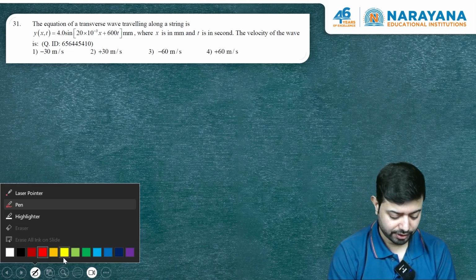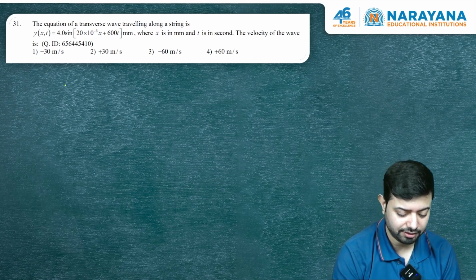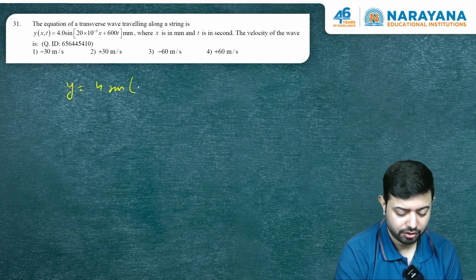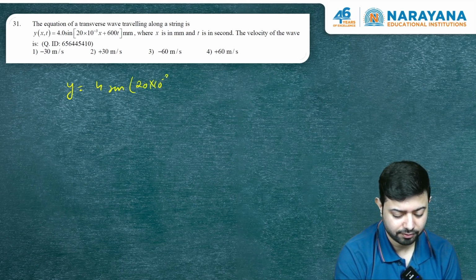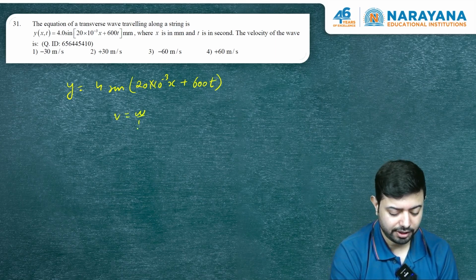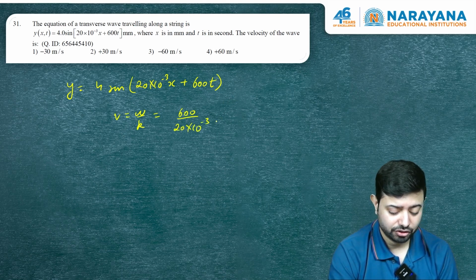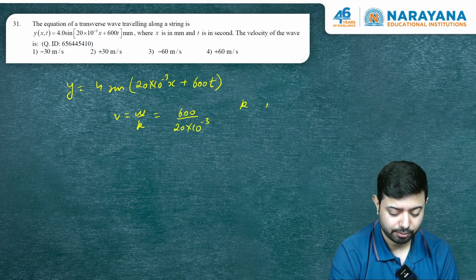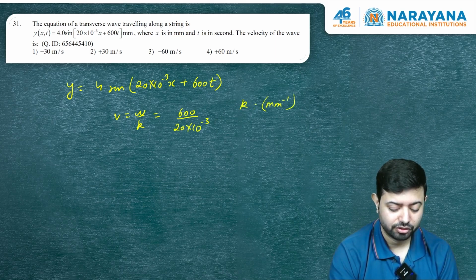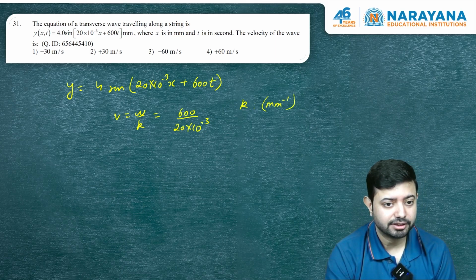Let us move to the next one. The equation of transverse wave traveling along a string is given like this: y is equal to a sin of kx plus omega t. Okay. The velocity of the wave is, what is the velocity formula? Omega by k. What is omega? 600. What is k? 20 into 10 to the power minus 3. Done. But here x is in millimeter. So, my k will be unit what? Per millimeter. Remember this. So, this will give you answer in what terms? It will give you as the millimeter per second.